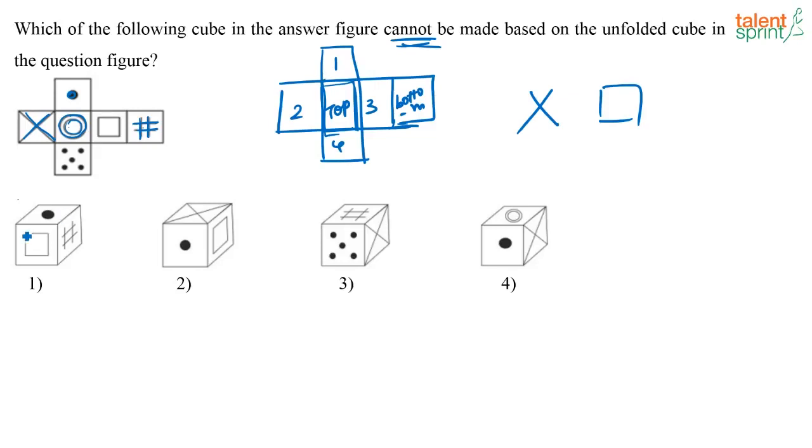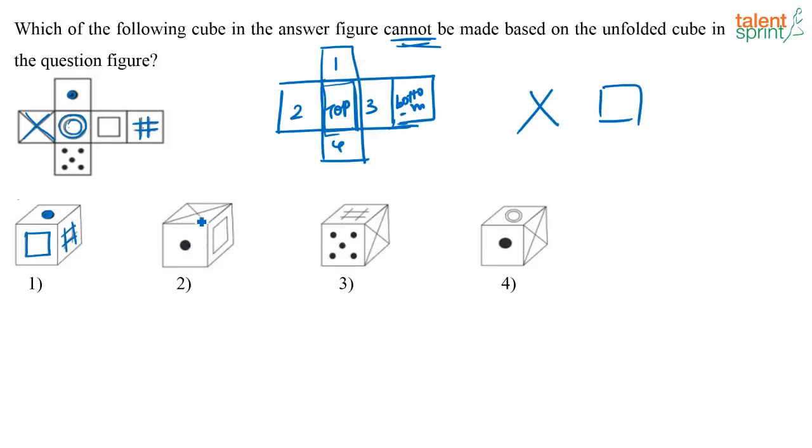So let us look at the first option. What does the first option say? See, you have a square, and adjacent to the square you have this hash and this dot. So if you look at the square, hash is adjacent to it, dot will also be adjacent to it when you fold it. So this is a possibility. Yes, this is a possible figure.